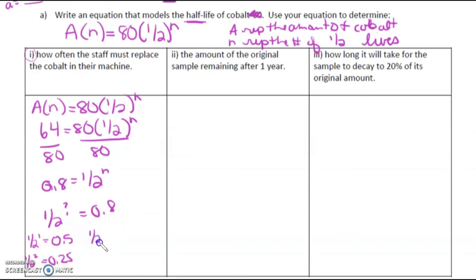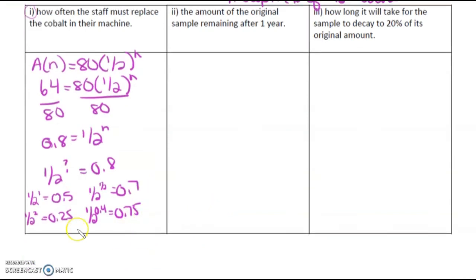So let's go 1/2 to the 0.5. We get 0.7. What about 1/2 to the 0.4? We're going to get 0.75. We're almost there. Let's go 1/2 to the 0.3. I'm going to scroll down. So I see that 1/2 to the 0.3 is actually 0.8, so that's pretty close. So I know that n equals 0.3.